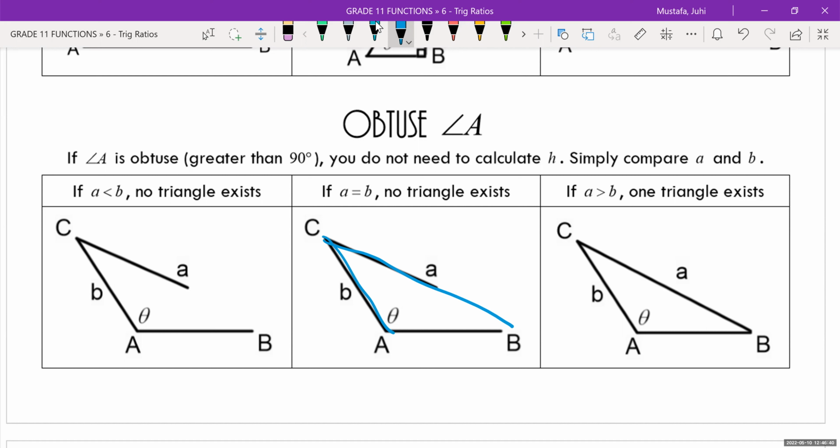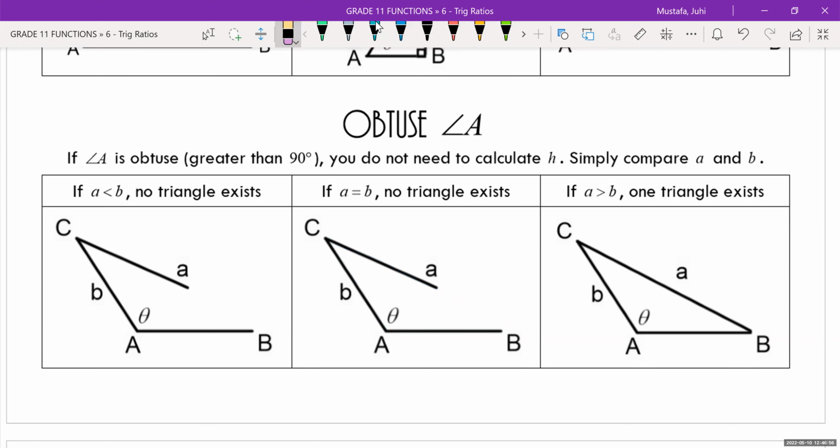If A is the same length as B, no triangle will exist. The only time a triangle exists when you have an obtuse angle is when side length A is larger than side length B. This is not ambiguous case. This is just telling you if a triangle exists or not.